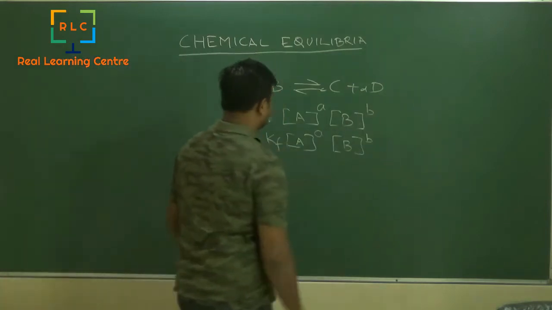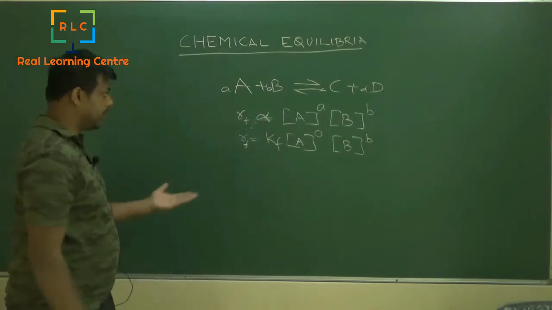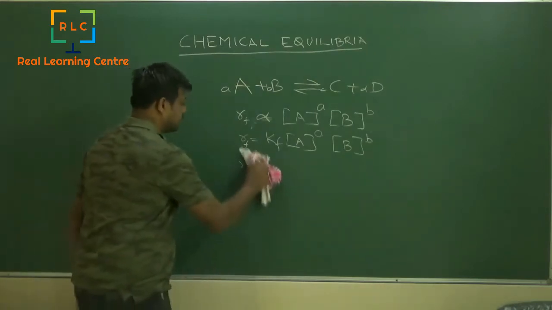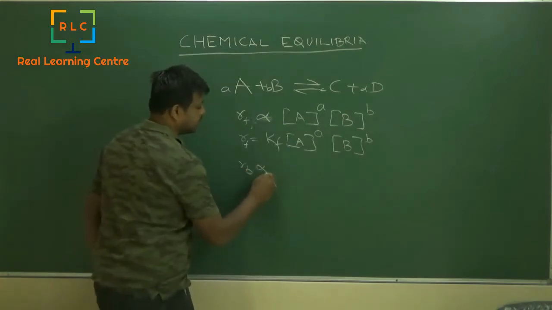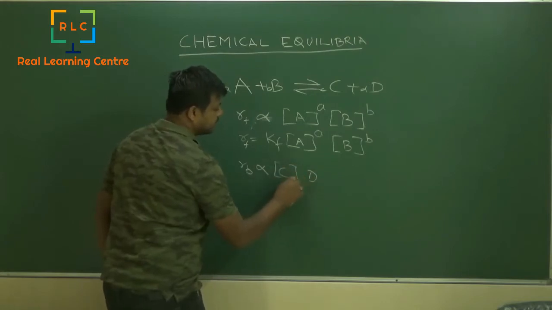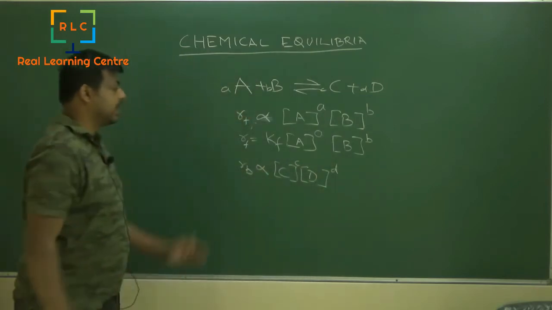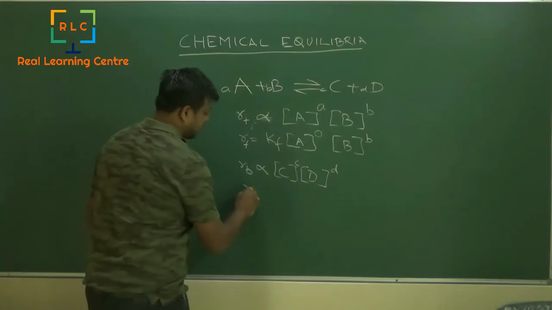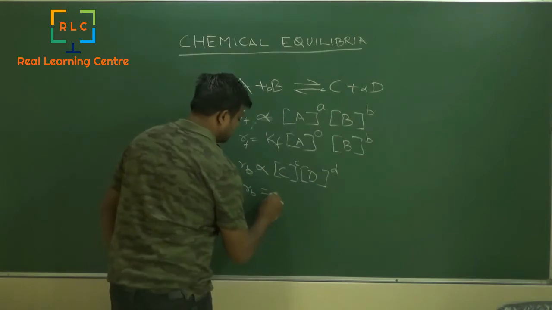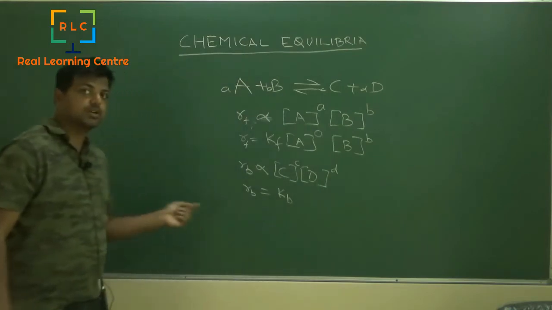Similarly, we can talk about the backward reaction also. So this is for the forward reaction, and for the backward reaction the rate would be proportional to [C] and [D], their molar concentrations raised to their stoichiometric powers. And if we have to remove the proportionality sign, we'll say RB is equal to KB times these concentrations, where KB is the proportionality constant for the backward reaction.